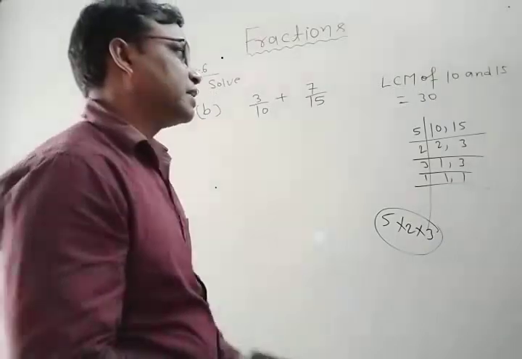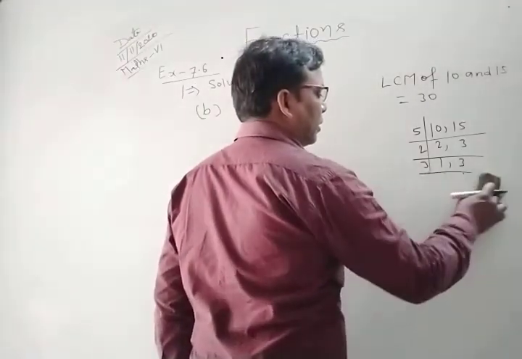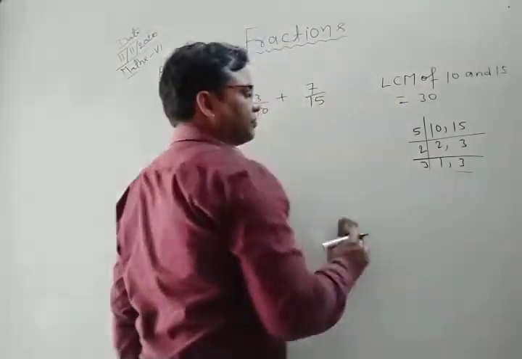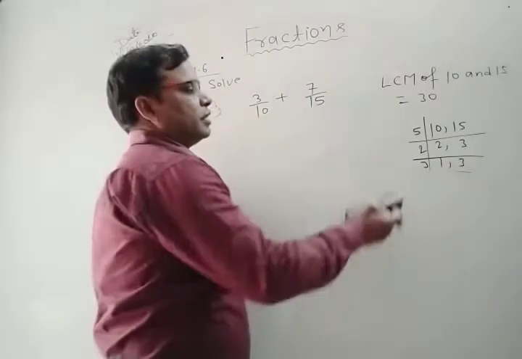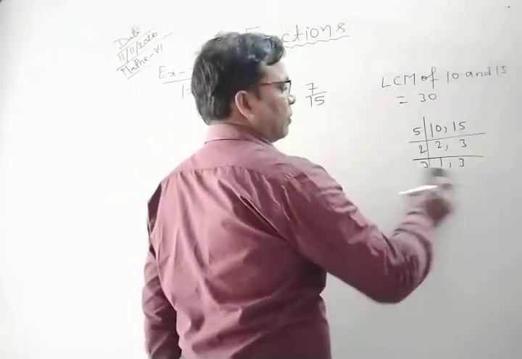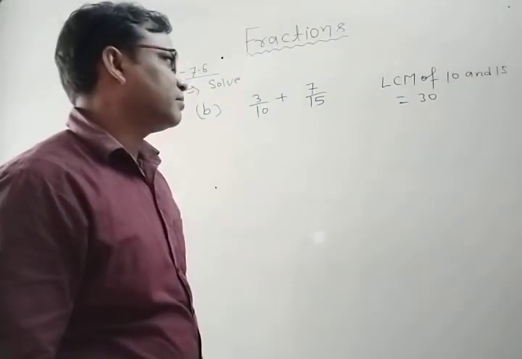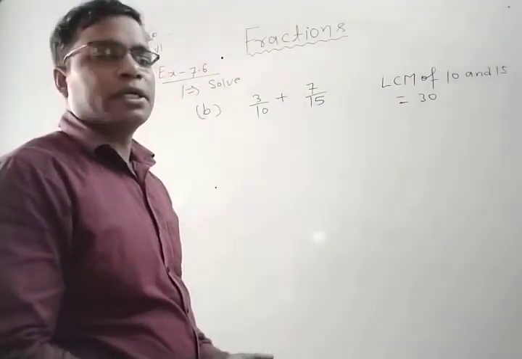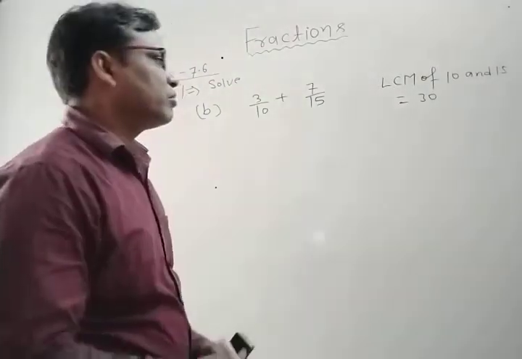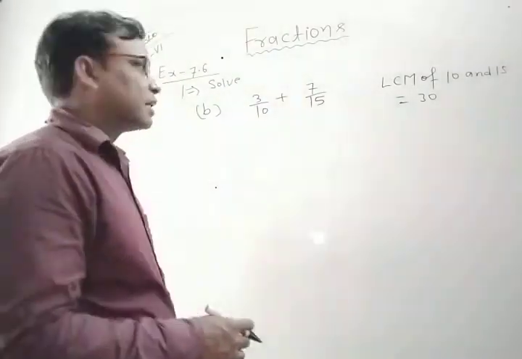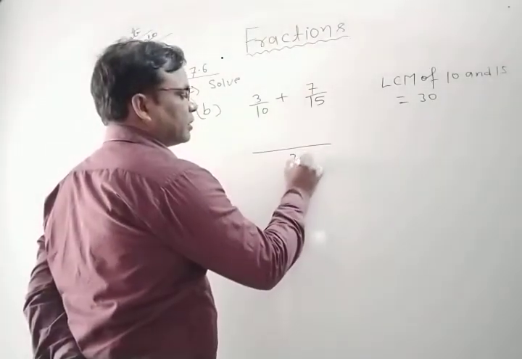See, this is how we find LCM. First we find their prime factors. This is a division method to find LCM. I hope all of you understood how to find LCM and how to convert unlike fractions into like fractions. Both methods you can use to solve this question. Clear? Now LCM is here 30. Clear?